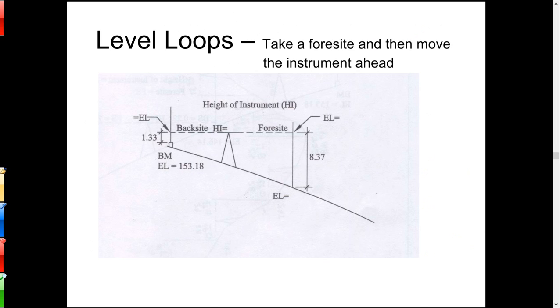Now, there's another way to use this equipment, which is to do something called a level loop. With a level loop, what we're trying to do is more precise work and get an elevation that's very, very good, perfectly on. This is called a control survey. So what you do after every foresight is move the instrument ahead.